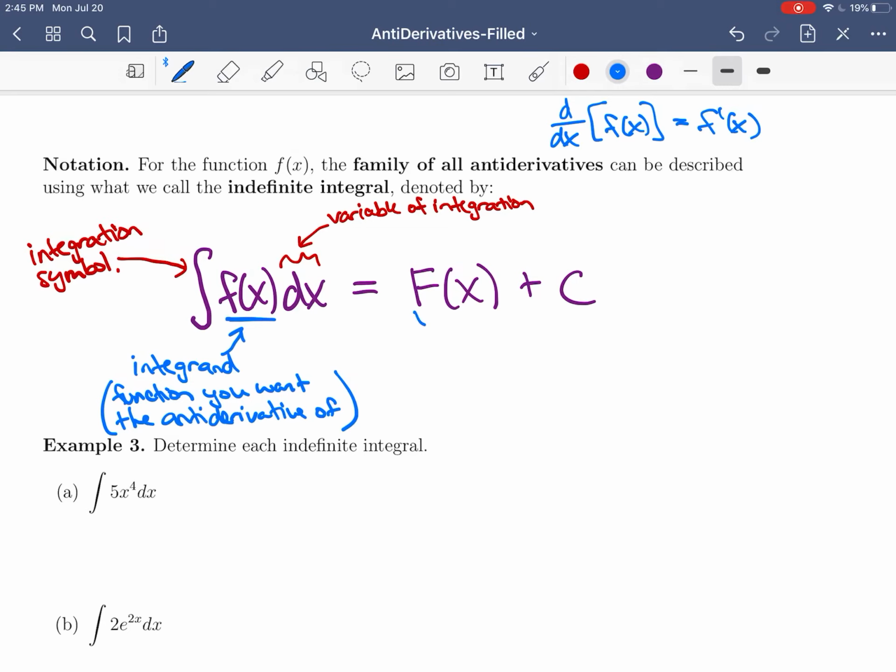Now the capital F of x, this is any antiderivative. So you can find your favorite one of little f of x and put it here. Normally we take one that doesn't have a constant added to it, but if you want to have an extra constant, that's fine. So you're allowed to take any antiderivative, and then because we want an infinite family of them and they all differ by a constant, this c is a constant, and it's called the constant of integration.